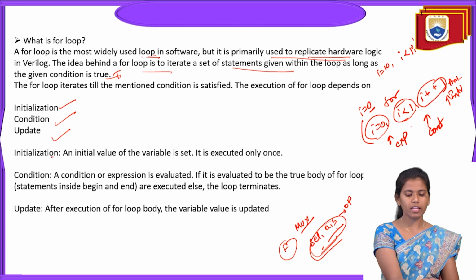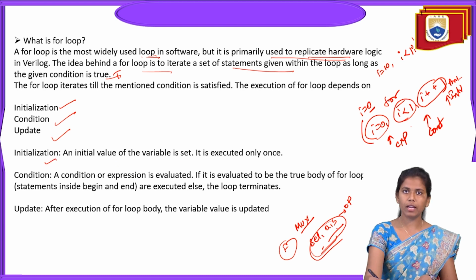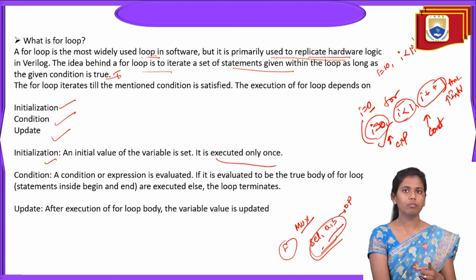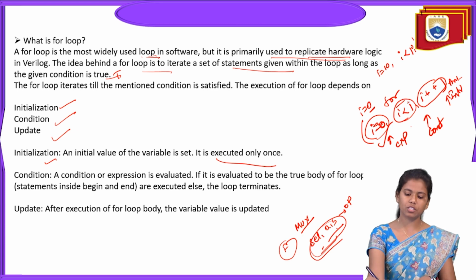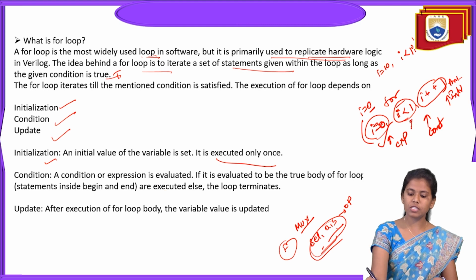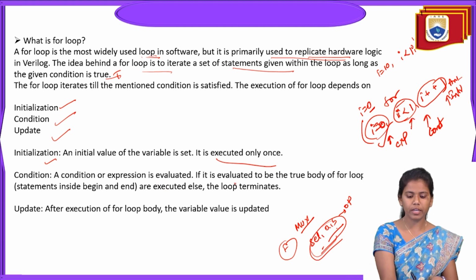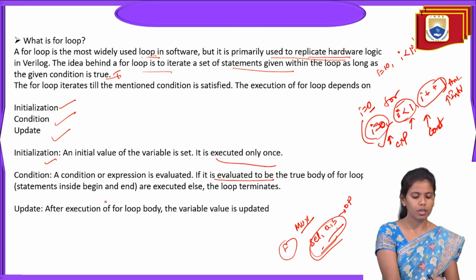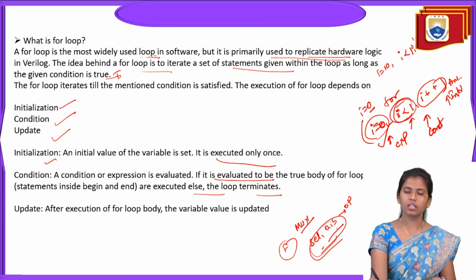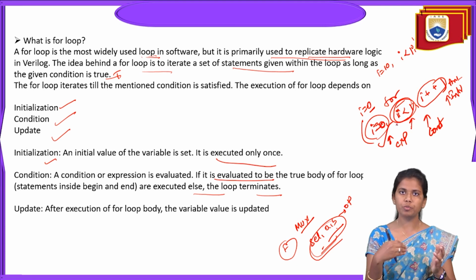So first, in the initialization, the initial value of the variable is set, and it is executed only once. The execution is done only once in the initialization, and then it goes to the condition. In the condition, our expression is evaluated. If the expression evaluates to true, the body of the loop is executed; else the loop terminates. So the expression goes with the condition, and if it is true, the body executes, and finally the for loop terminates.